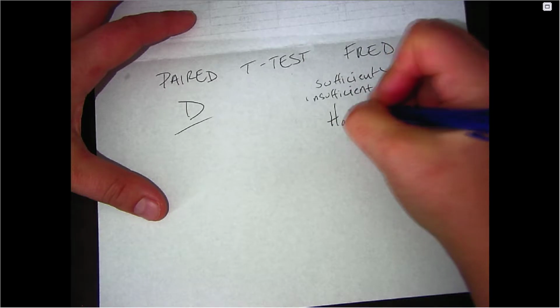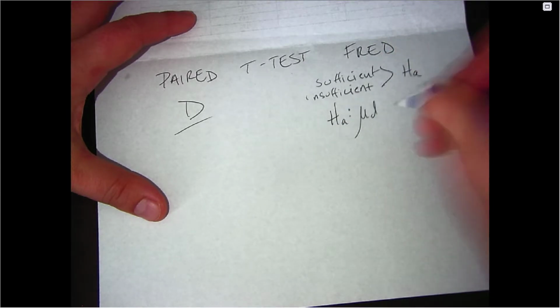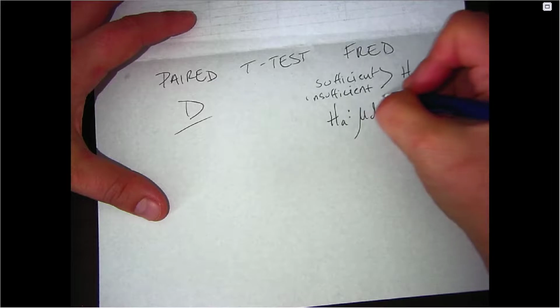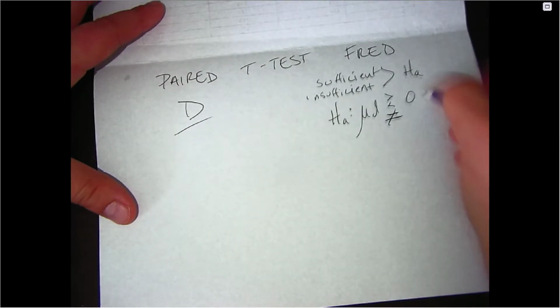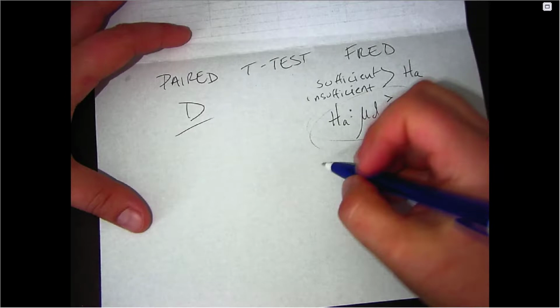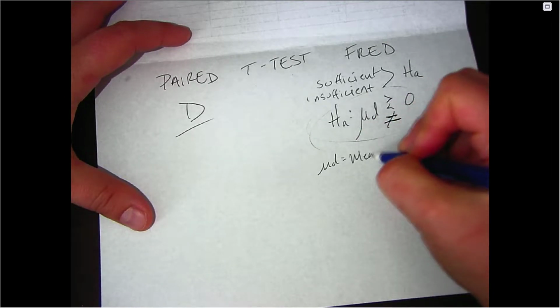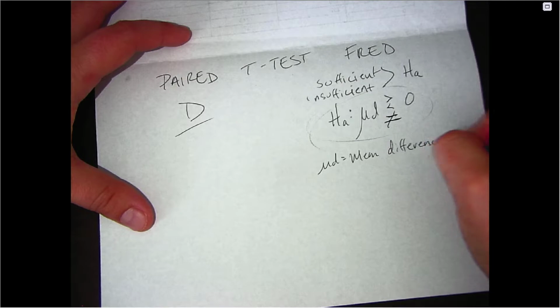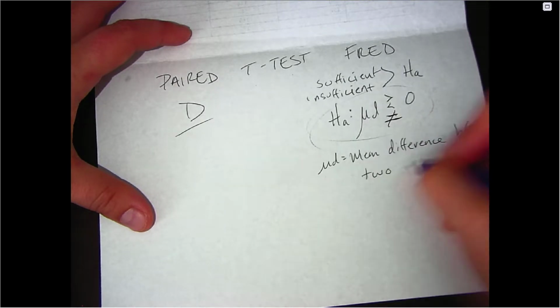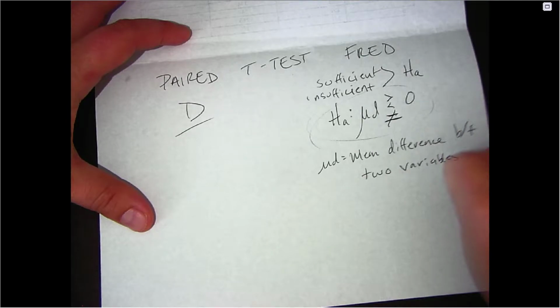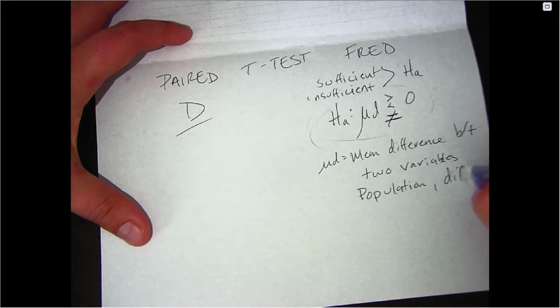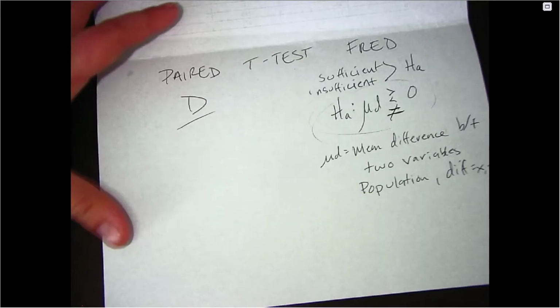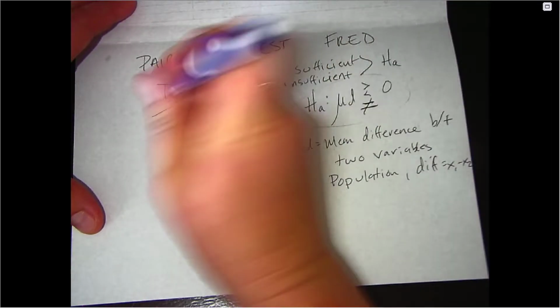Now, in our alternative, we'll be discussing mu sub D in some way that it compares to 0. So we could have mu sub D less than 0, mu sub D greater than 0, or mu sub D not equal to 0. But essentially, this is what we're going to restate. Now, we've defined mu sub D as being the mean difference between, and then we state our two variables. And then we state our population, and then we state how the differences were found. Okay, so that is the basis. This is where we've started. This is what we need to do.